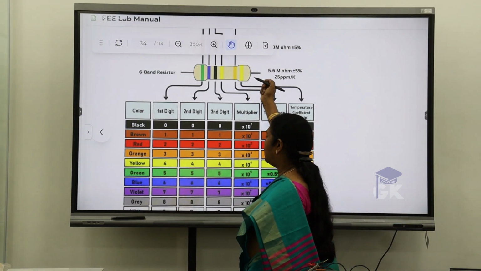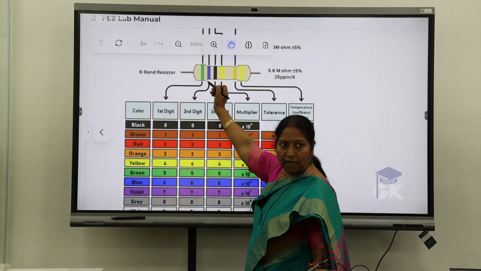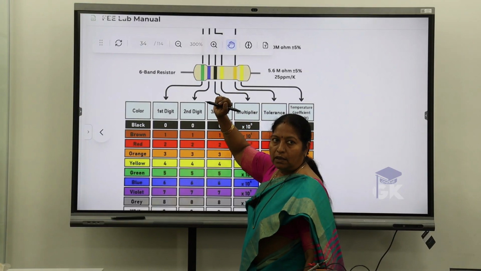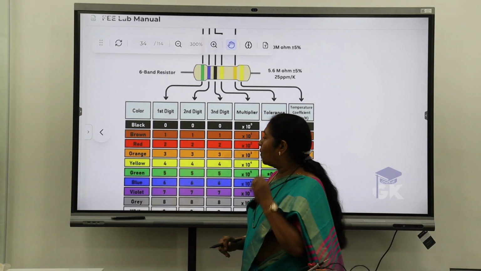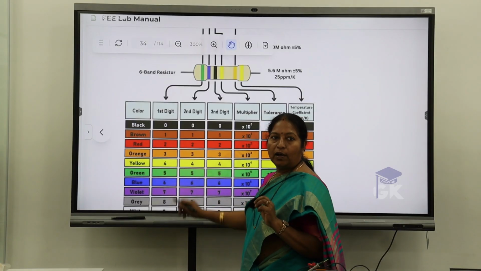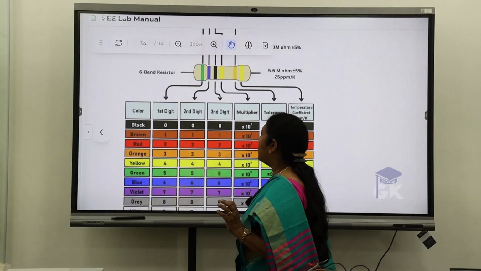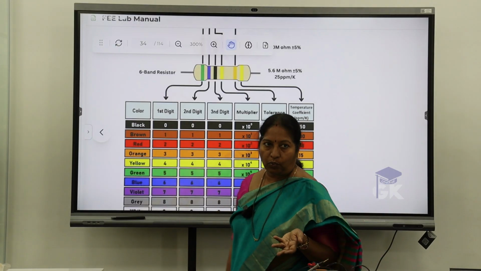Green, we know the value is 5. Violet is 7, once again, 5, 7. Black is 0, correct? 5, 7, 0. And the last one is the multiplier, 10 to the power of 4. Yellow is 4. Got it? So, 570 into 10 to the power of 4.